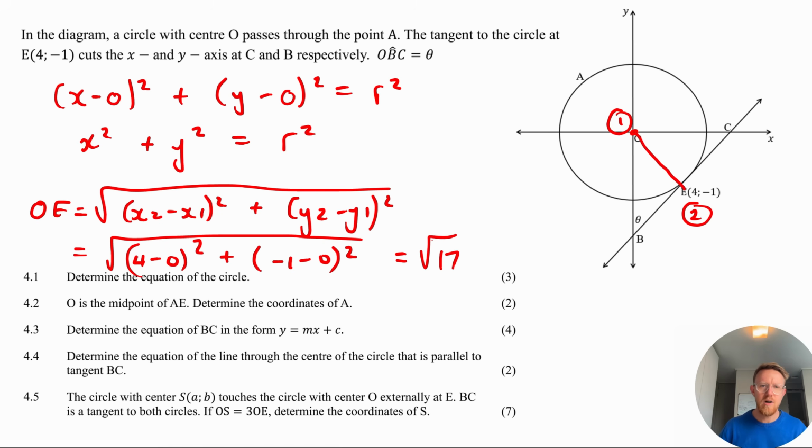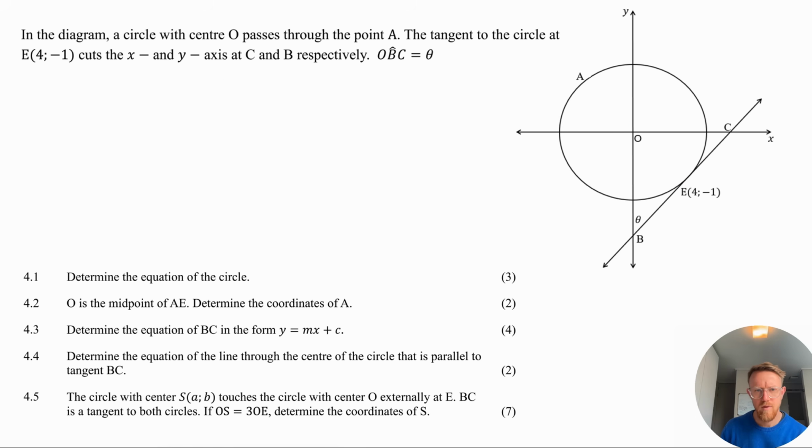Okay, now that is your radius. So the radius, we can go fill that in here now as square root 17, and then that is squared. And so that's just going to become 17. And so your final answer will be x squared plus y squared equals 17. Okay, so let's just remind ourselves: x squared plus y squared equals 17.